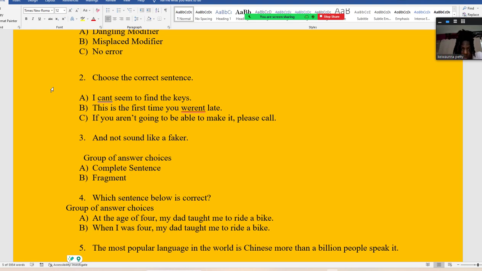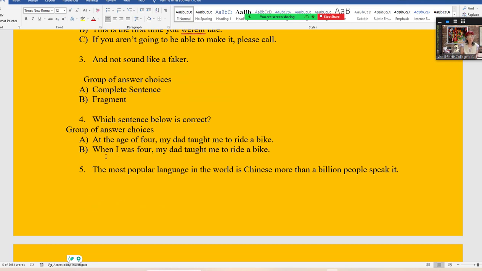Although Grammarly gives it away, but on your quiz you're not going to have those little red things to tell you that they're wrong sentences, you know? Oh. Yeah, of course. C. It's C. If you aren't going to make us, these both are missing an apostrophe. You got to fix this, and here Grammarly tells you to fix this. So if you are going to be able to make it, please call. And not sound like a faker. Is that a complete sentence or a fragment? Fragment. Which sentence below is correct, A or B?